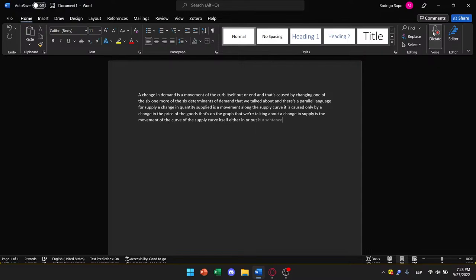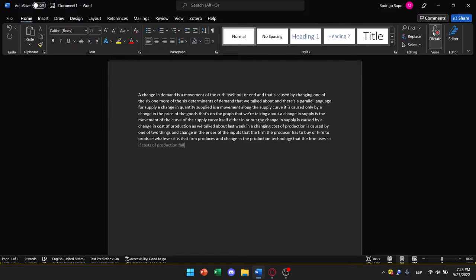A change in supply is caused by a change in cost of production, as we talked about last week. And a change in cost of production is caused by one of two things: a change in the prices of the inputs that the firm, the producer, has to buy or hire to produce whatever it is that firm produces, and a change in the production technology that the firm uses. So if costs of production fall, supply increases, supply curve goes to the right. If costs of production rise, supply decreases.